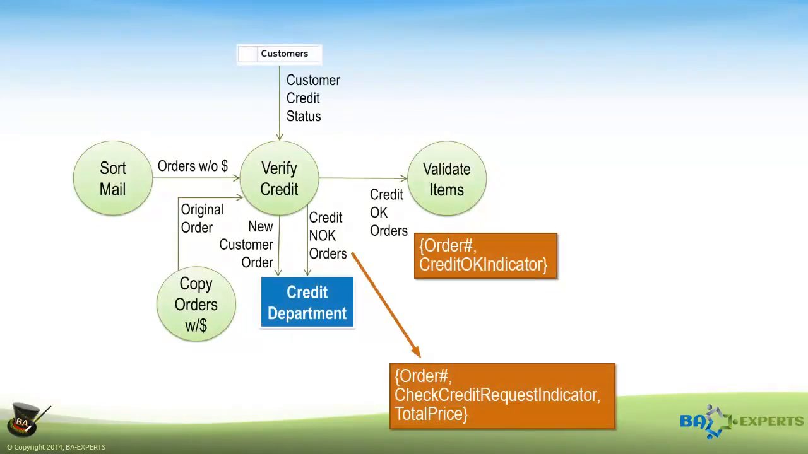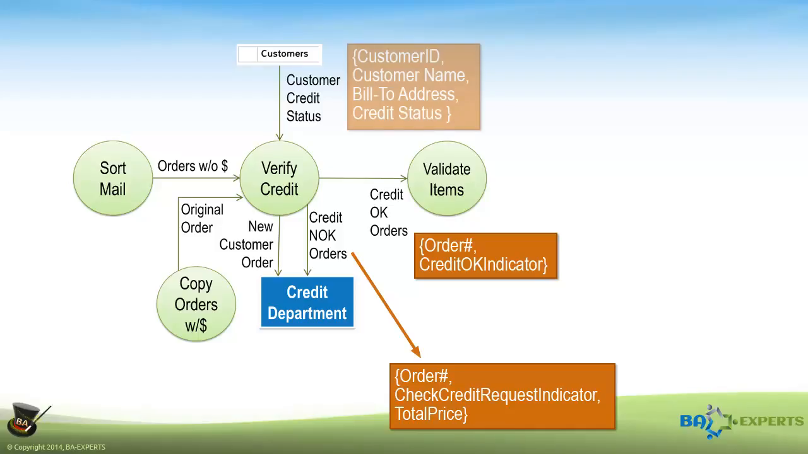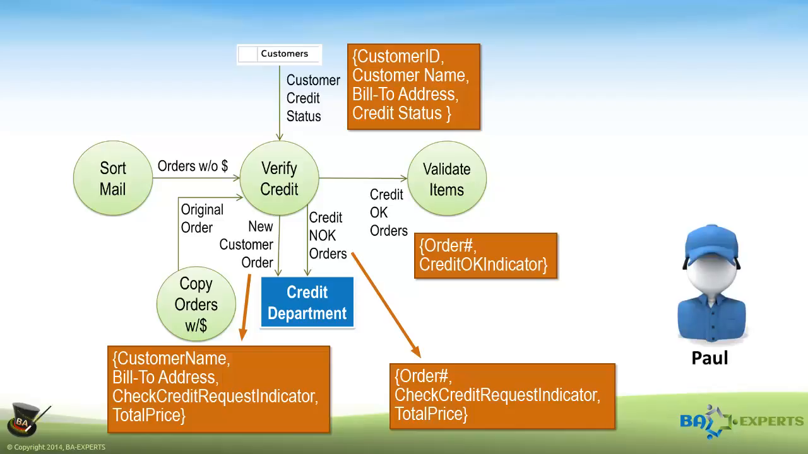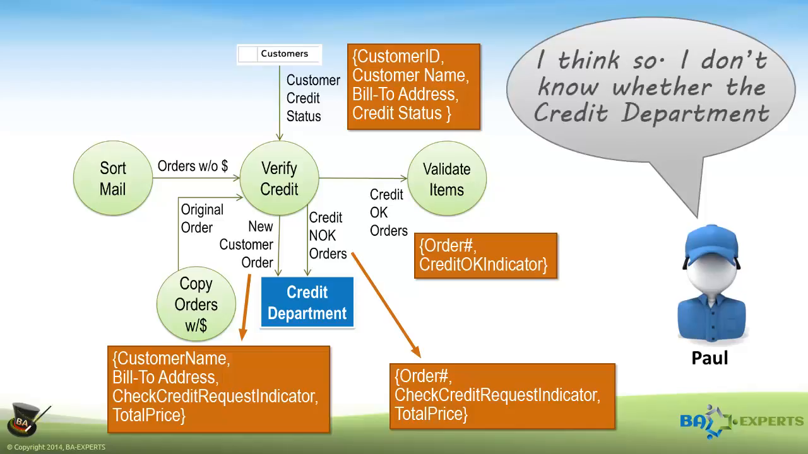I add the data elements customer ID, customer name, bill to address, and credit status to the data flow coming from the customer's data store into the verify credit process. In addition, I add the customer name, bill to address, check credit request indicator, and total price below the new customer orders label and ask, does that accurately represent what you just told me? Paul replies, I think so.